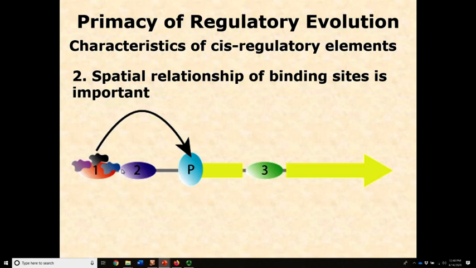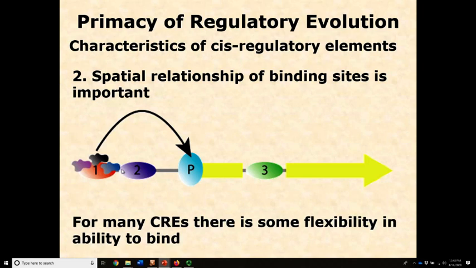Okay, so for many regulatory elements, there is some flexibility. So if you move it 10 or 20 base pairs one way or the other, it may not make a huge difference. But if we move it 100, and certainly if we move it from an intron to upstream in the non-coding region near the gene, that's going to have a dramatic impact. And it might still have some function, but it's not going to be the same as it was prior to its location change.